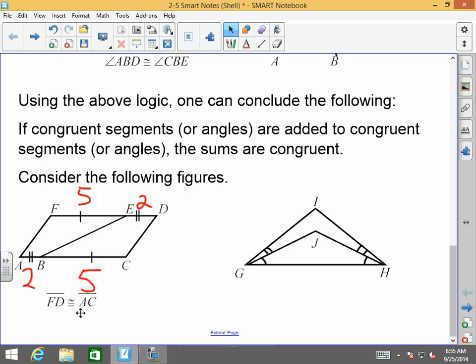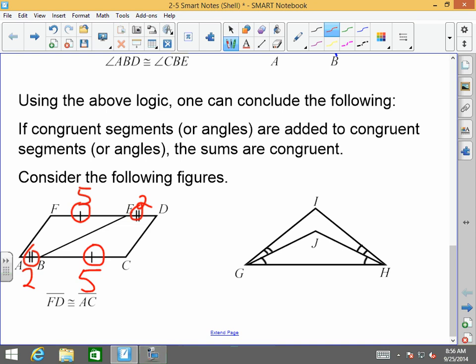Thank you, my brothers. Look, guys, think about it. What's 5 plus 2? And what's 5 plus 2? So FD will be congruent to AC. Why? Isn't FE congruent to BC? And isn't ED congruent to AB? If I add two congruent segments to other congruent segments, their sums must be congruent.